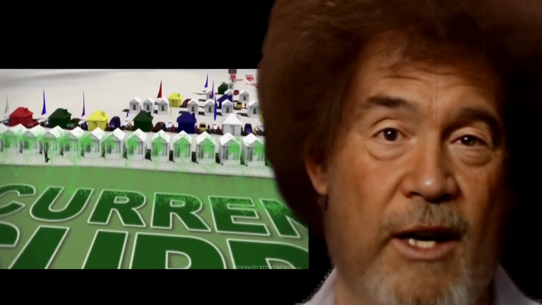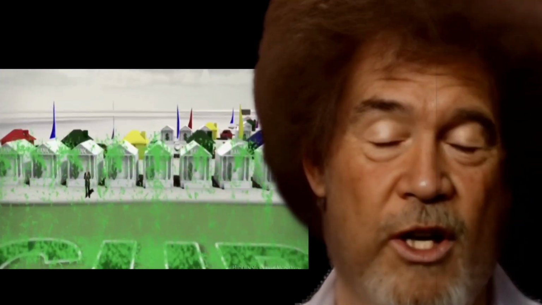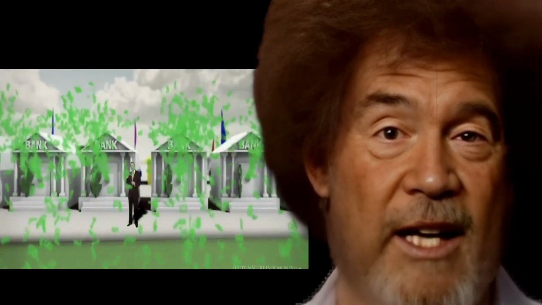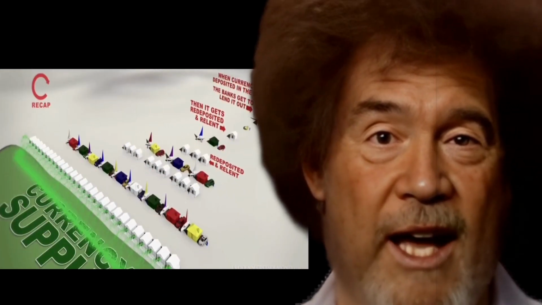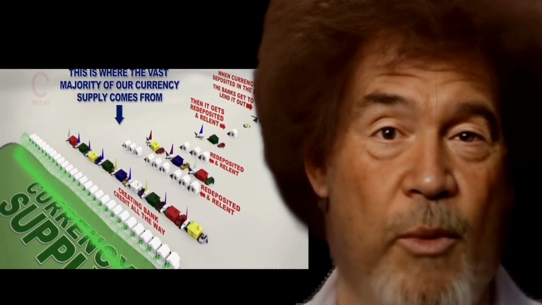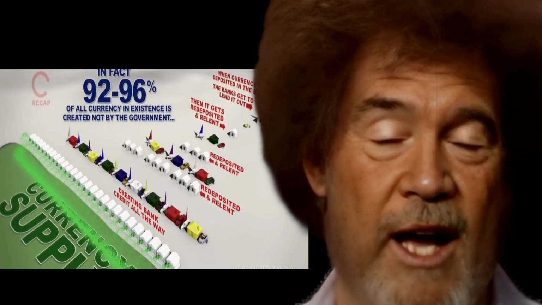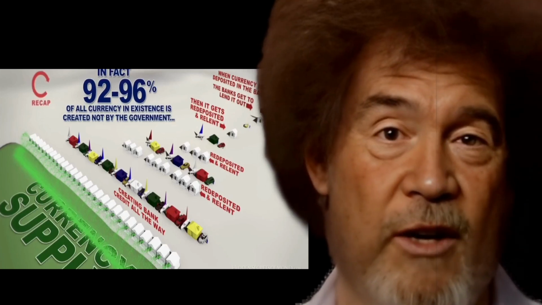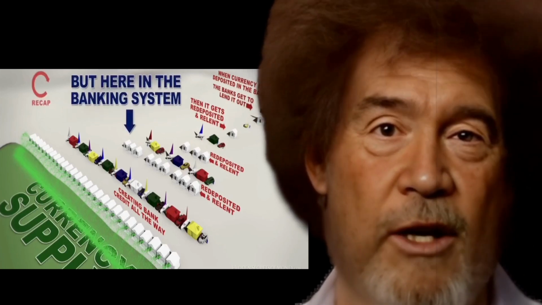Reserve ratios vary. Some deposits have a 10% ratio, others 3%, and some have no reserve requirement at all. This means banks can expand the money supply far beyond this example. When money is deposited, banks lend it out. It gets redeposited and relent over and over, creating bank credit each time. This is how most of our money supply is created. In fact, 92 to 96% of all money is created by banks, not the government.